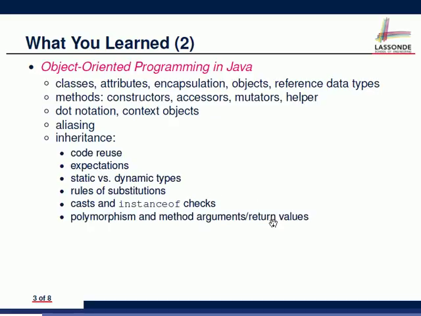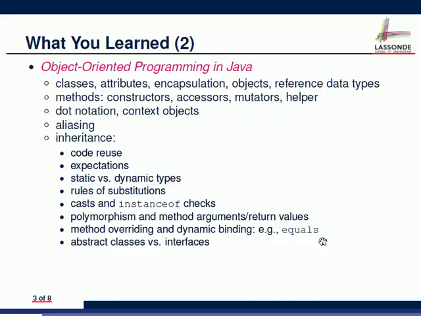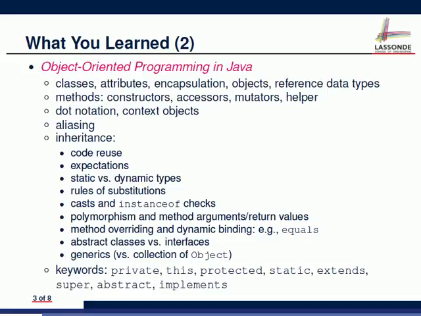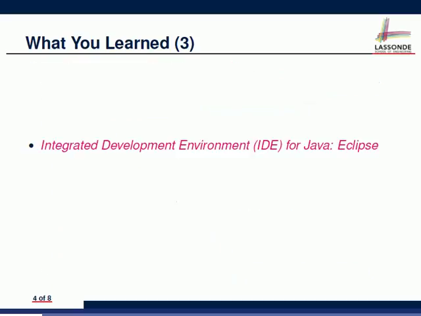So we got casts, we got instanceof. Polymorphism, we cover polymorphism in method arguments and return values. Also, we talk about dynamic binding in terms of overriding. So these give you a checklist for you to prepare for the exam. Abstract classes, interfaces, and also generics versus collections of objects. These are also keywords we cover as well.